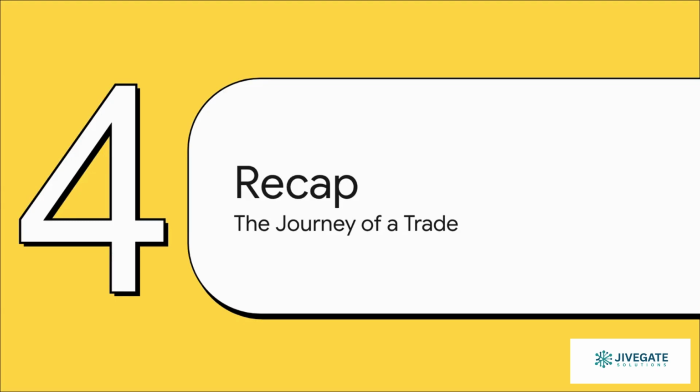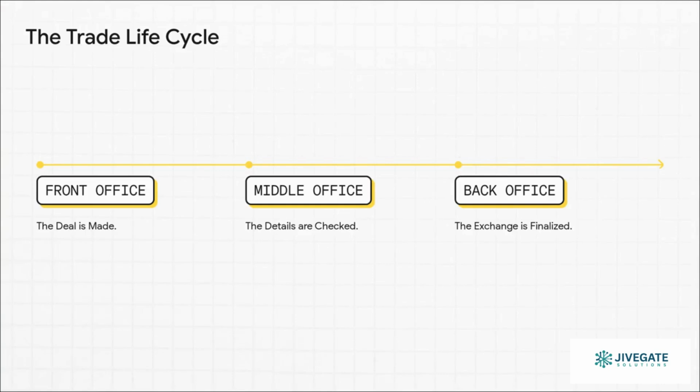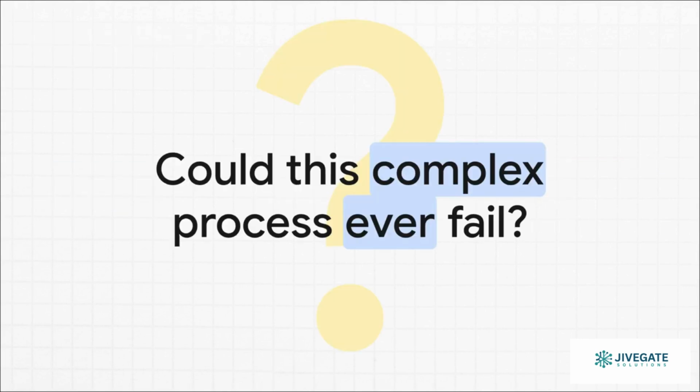So, let's do a quick recap of the entire journey we just saw, from a simple decision all the way to a completely settled transaction. And here it is, the whole flow in one simple picture. The front office makes the deal, the middle office checks all the details, and the back office finalizes the exchange. It's this carefully choreographed dance, really, designed to make sure every single trade is accurate and secure. So this very methodical, step-by-step process is the bedrock of trust in our financial markets.